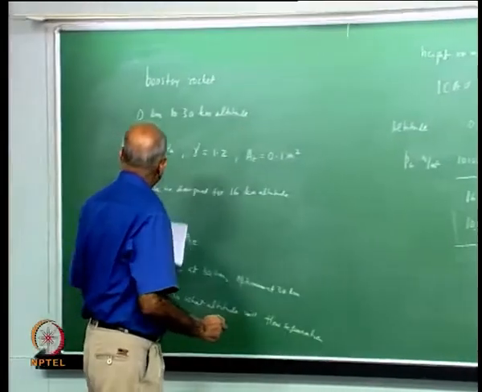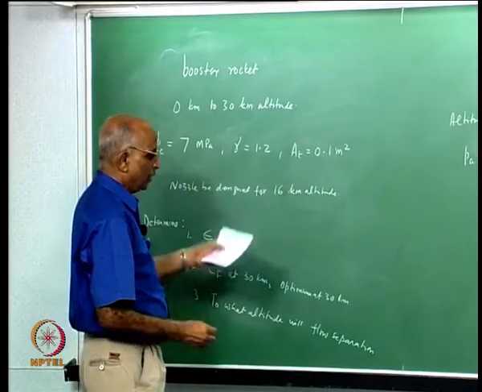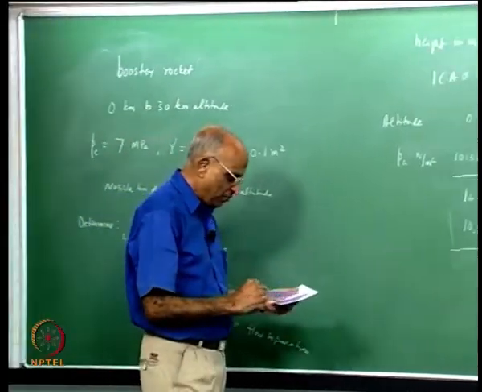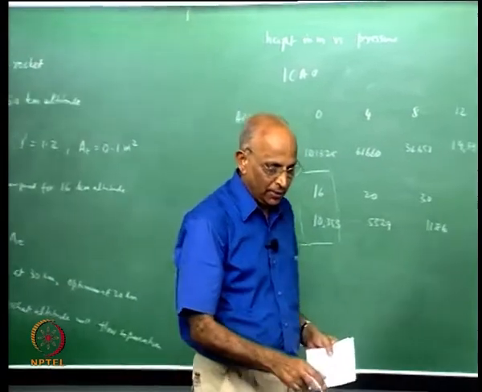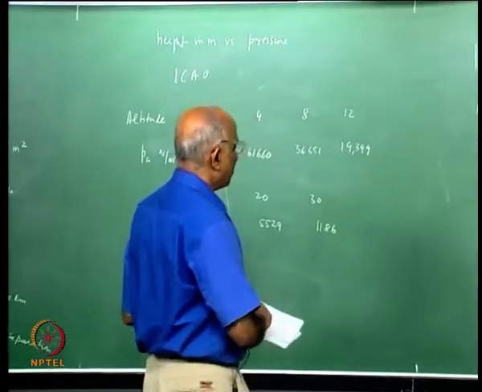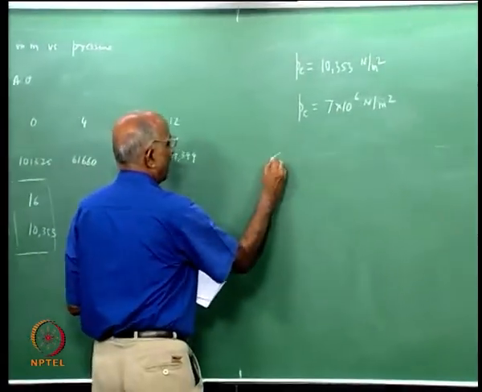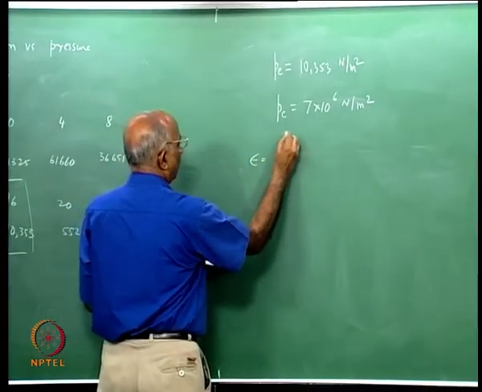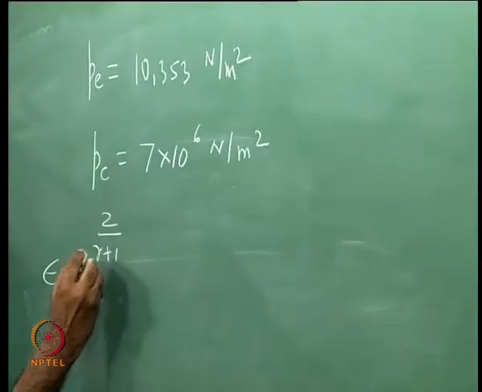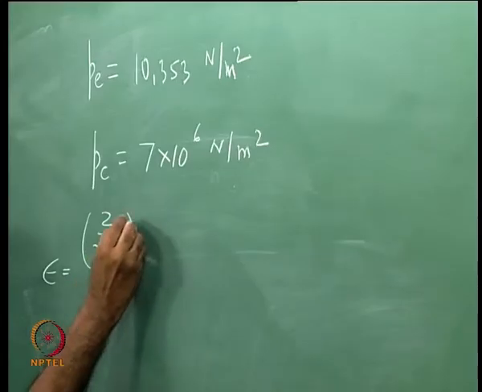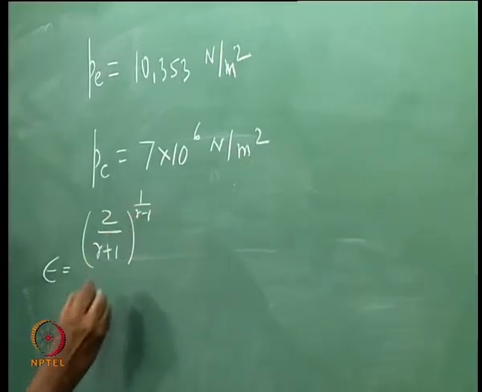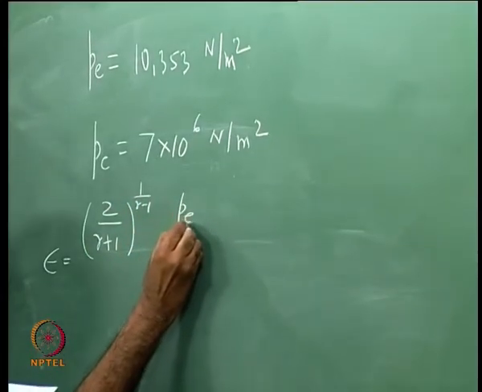Gamma is given to you as 1.2. Therefore, you immediately write out the expression for the area ratio. What was the expression? Let us go back to your notes. Epsilon is equal to 2 over gamma plus 1. You all can easily derive it out. It is not anything difficult. I do not want us to memorize anything.